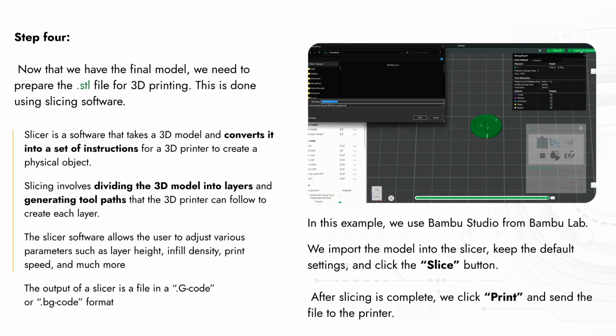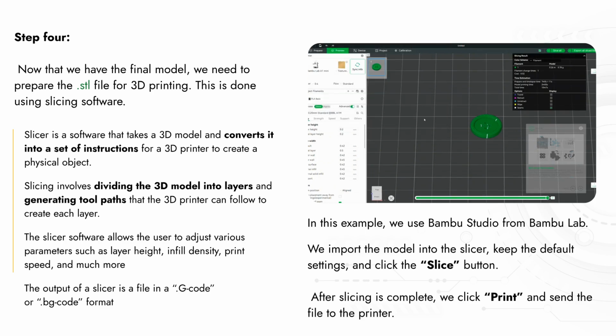In this example, we use Bamboo Studio. We import the model, keep the default settings, and click Slice. The slicer allows adjustments such as layer height, infill density, and print speed. After slicing, the software generates a G-code file, which is sent to the printer.